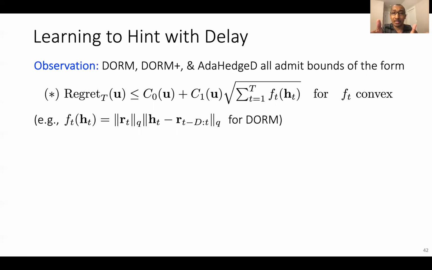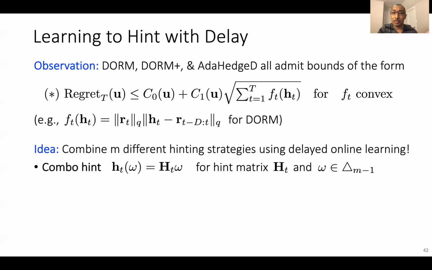And once you've written the regret in this way, a natural thought is, why not use online learning to learn how to combine different hinting strategies? If I have, for instance, 4 different hinting strategies and I don't know which one to choose, let's learn how to combine them over time adaptively. In particular, we're going to take all of our different hinting strategies, stack them up into a big matrix, let's call that H_t, and form a combination hint, which is a convex combination of the columns in H_t.